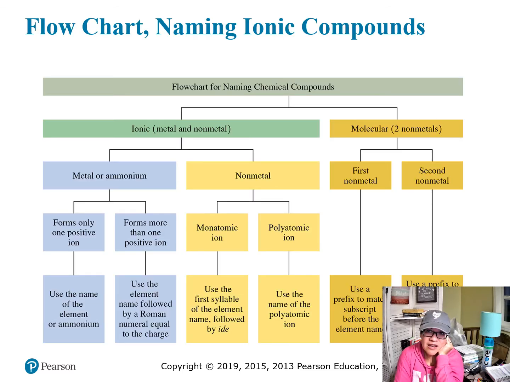And this is a flow chart on how to name them. So you have regular ionic ones, and you have the metal and the nonmetal. And then if you have more than one type of positive ion, you use the Roman numerals. And then this is a monatomic ion with just like Cl-, and then this is your polyatomic. This is also information on how to name molecular compounds, which is when you have 2 nonmetals.